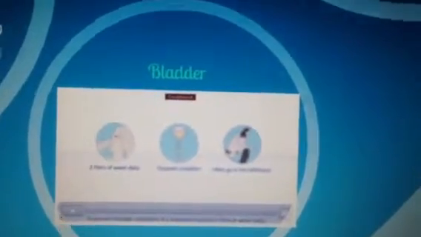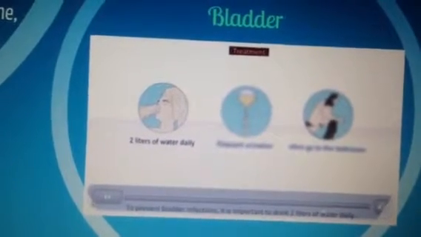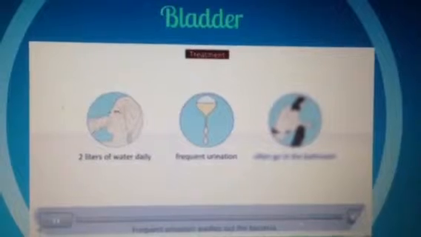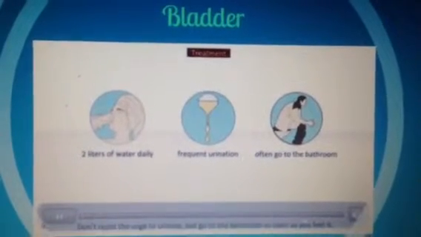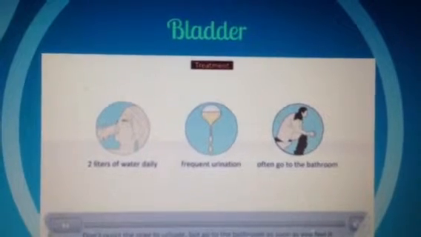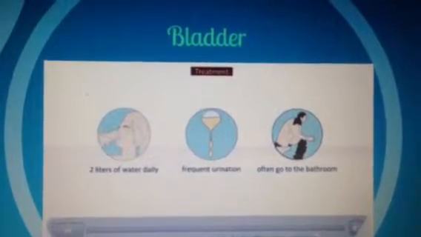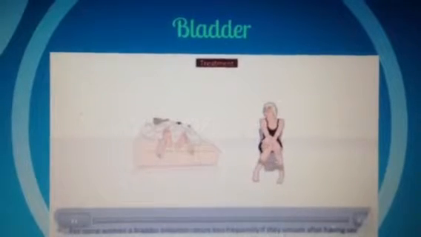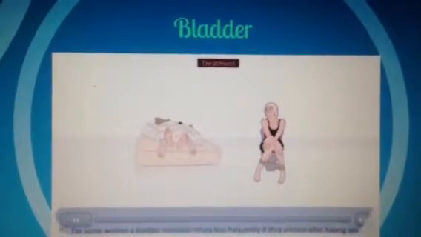To prevent bladder infections, it is important to drink 2 liters of water daily. Frequent urination washes out the bacteria. Don't resist the urge to urinate, but go to the bathroom as soon as you feel it. Always make sure to completely empty the bladder when urinating. For some women, a bladder infection recurs less frequently if they urinate after having sex.